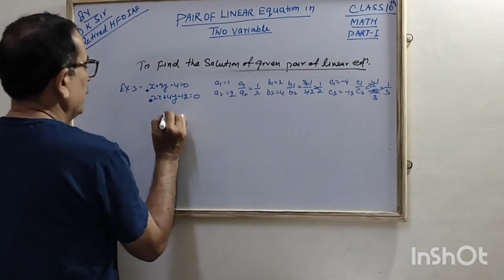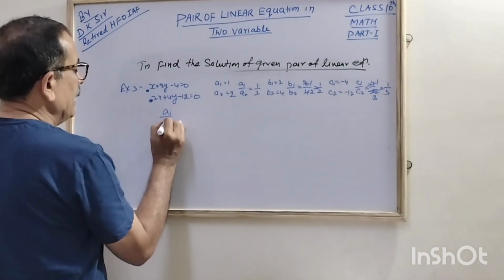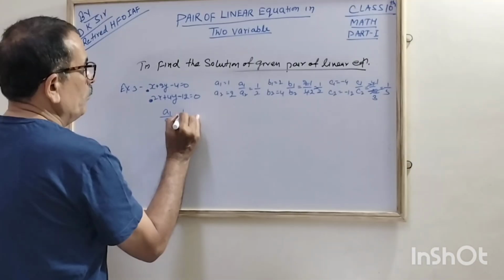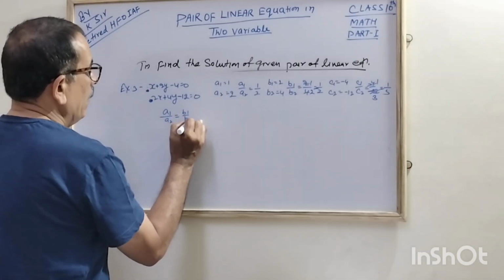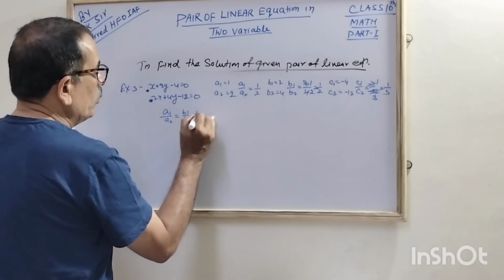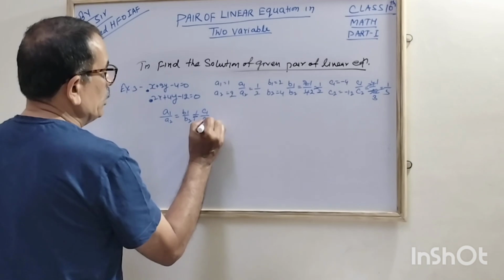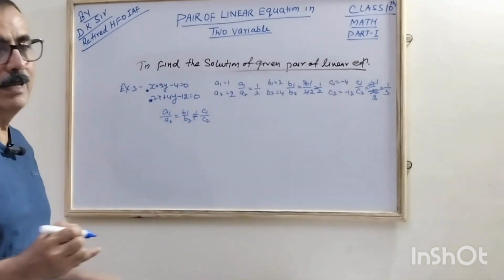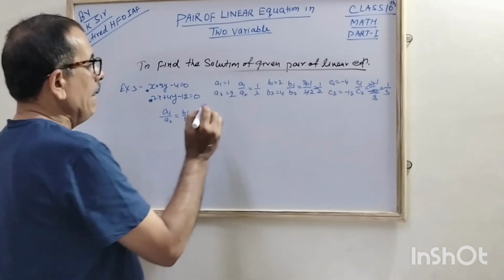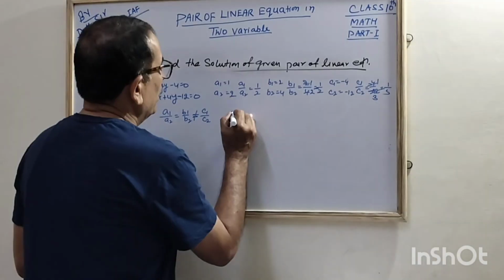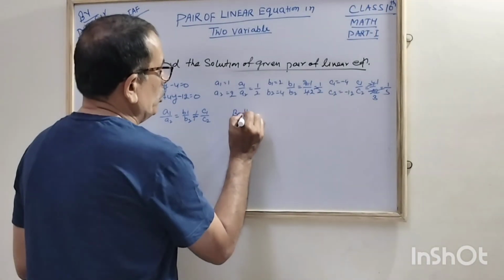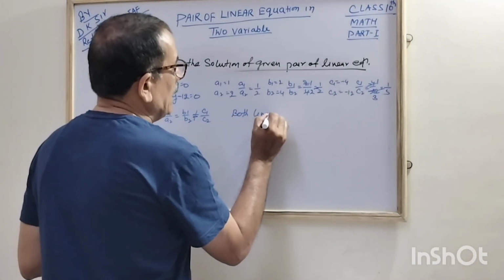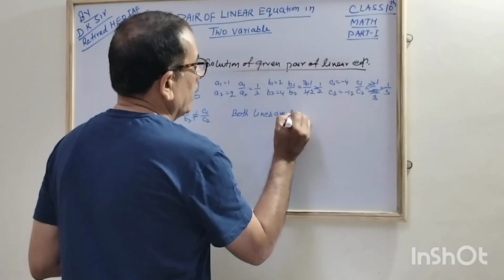Here we find that a1 by a2 is equal to b1 by b2, but is not equal to c1 by c2. Correct? So c1 by c2 is not equal, means what will happen? Both lines are parallel, understood? Both lines are parallel, correct?